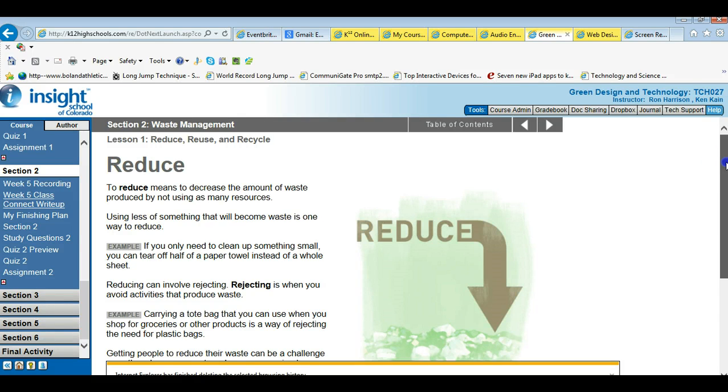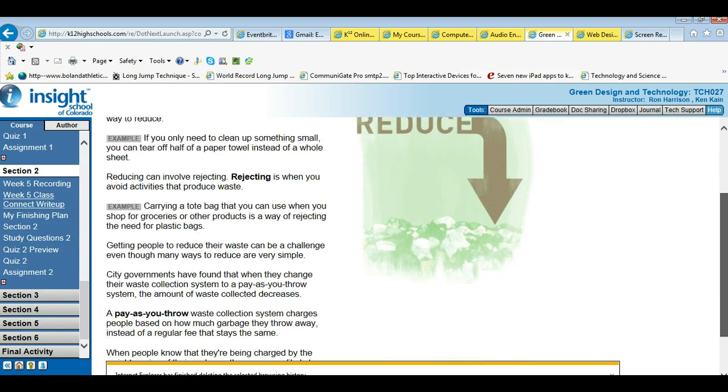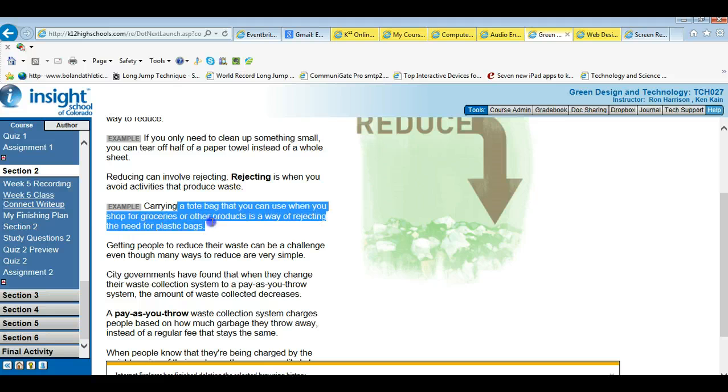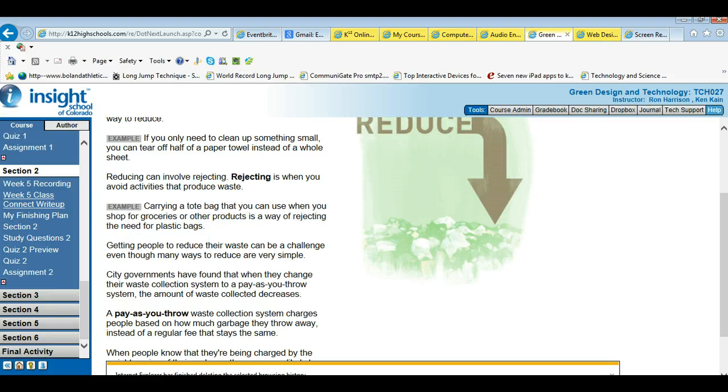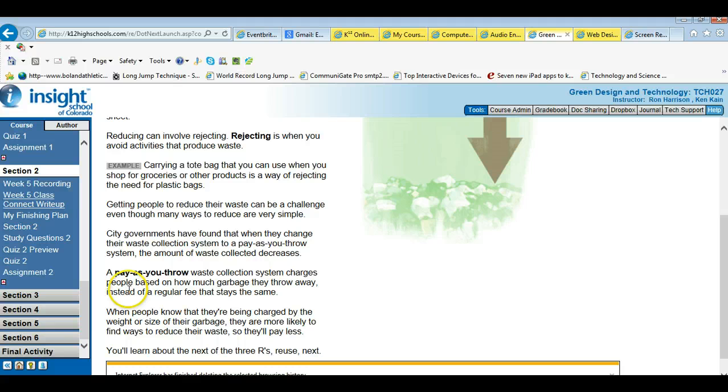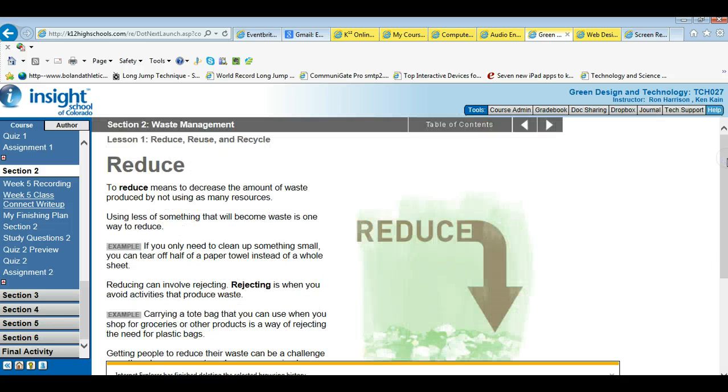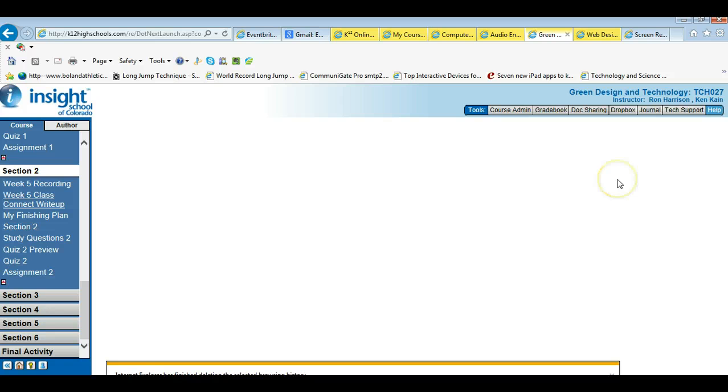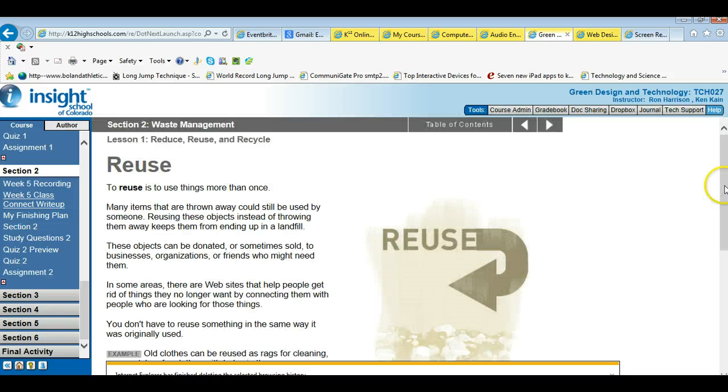So reduce, talking a little bit more about what reducing is. Carrying a tote bag with you when you go to the grocery store. That way you don't use extra plastic bags. Of course, lots of places are going to make you pay as you throw trash away. Some grocery stores in California and other places are charging you if you do not bring your own bag. They charge you an extra nickel or something like that. So some places are trying to force us to do the right thing, which is too bad. We should actually do the right thing, shouldn't we?